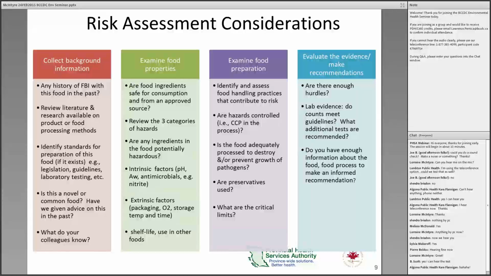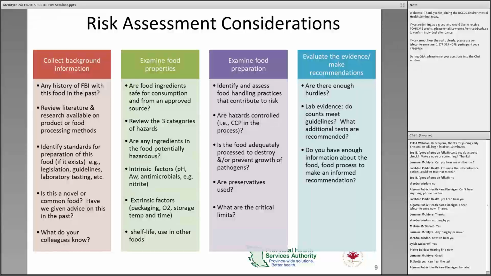But sometimes we encounter other foods where we don't really know the answer. Following that, you can review the literature and see what's available on that specific topic. You can look at the standards for preparation of the food, especially legislated guidelines. For instance, we look at the FDA food code all the time. You can see if there's lab testing criteria for that particular food commodity.